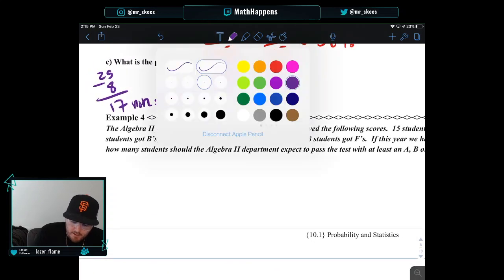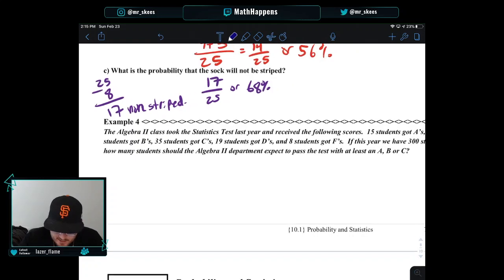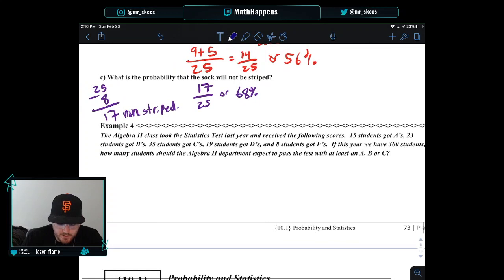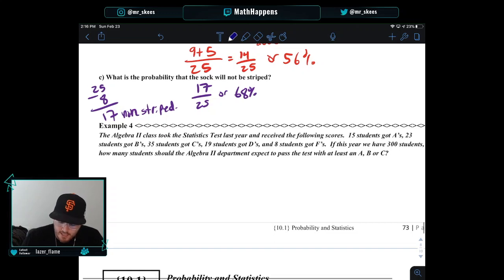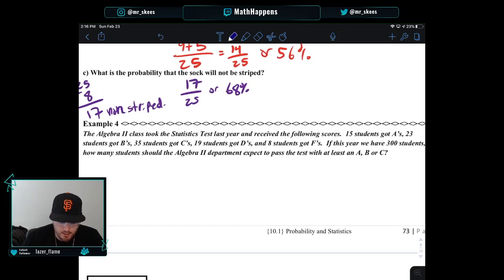One more time with all this here. The Algebra 2 class took the statistics test last year and received the following scores. 15 students got A's, 23 students got B's, 35 students got C's, 19 students got D's, and 8 students got F's. If this year we have 300 students, how many students should the Algebra 2 department expect to pass the test with at least an A, B, or C?